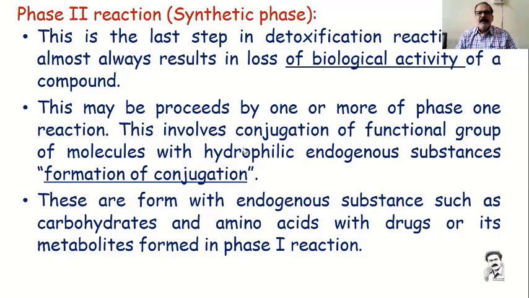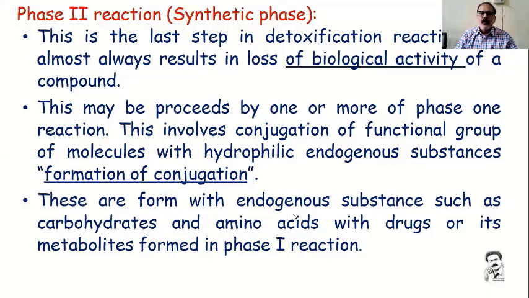This involves conjugation of a functional group of the molecule with hydrophilic endogenous substances. This is important. In phase 2, what are we doing? We are conjugating. We are adding a substance from outside to the functional group, which is mostly a hydrophilic endogenous substance. Hydrophilic means a water soluble substance is added. That water soluble part of the body will attach to the drug. Then only the drug will come into water. Formation of the conjugation will take place. Endogenous substances such as carbohydrate, if attached to the drug, can be easily eliminated. That's what you try to remember.